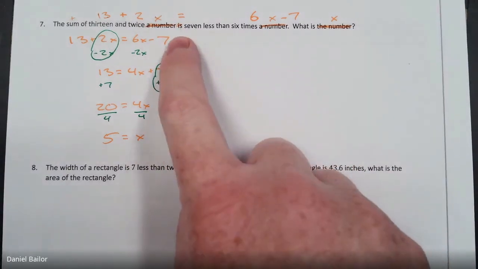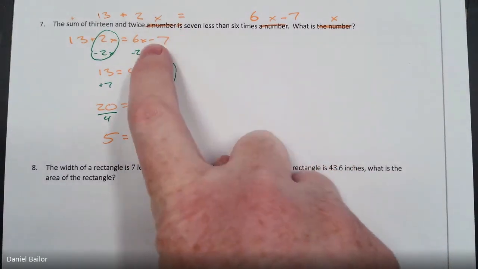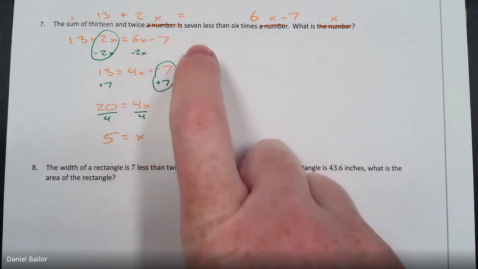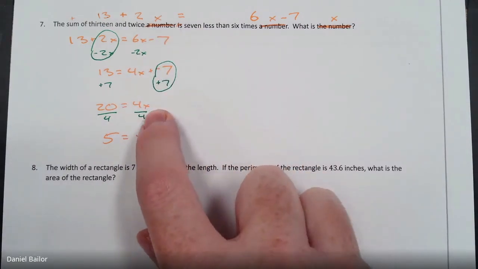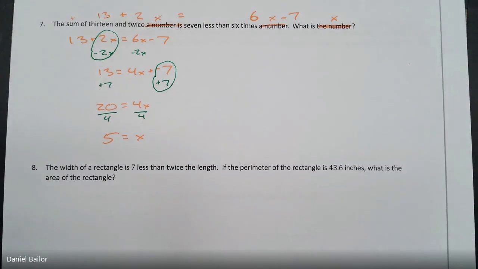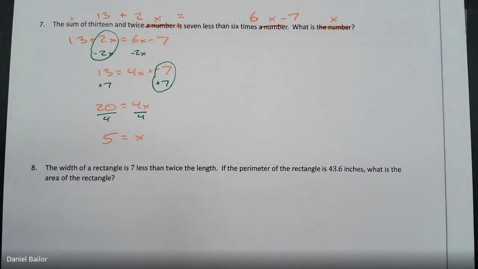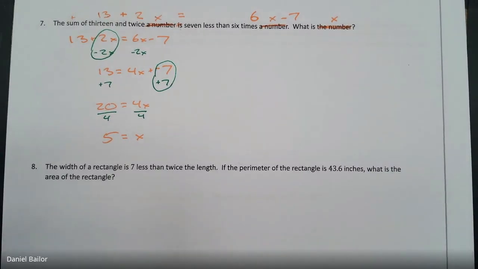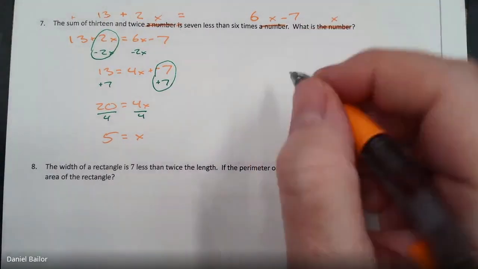Maybe you wrote the equation backwards. Maybe you put the 7 minus in front of the 6x. Maybe you forgot to divide. But write down whatever you did. Find your mistake. If you cannot find it, send me a message and I'll talk to you about it. We'll find it together.